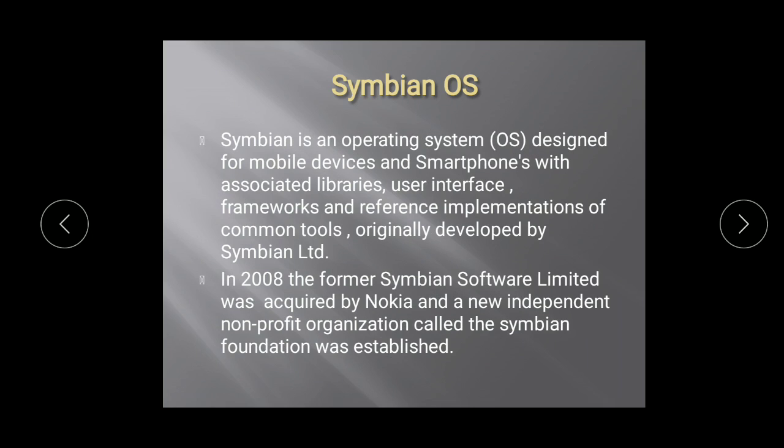Next is Symbian OS. Now Symbian is another type of OS. Why it is being developed, we'll see. Symbian is an operating system designed for mobile devices, smartphones, with associated libraries, user interface, frameworks, reference implementation of common tools, originally developed by Symbian Limited. So Symbian OS was designed for smartphones and mobile devices, and it has a user interface and its own framework. Now see, a framework is for making a platform on which your OS can run. So that is the reason you require a framework.